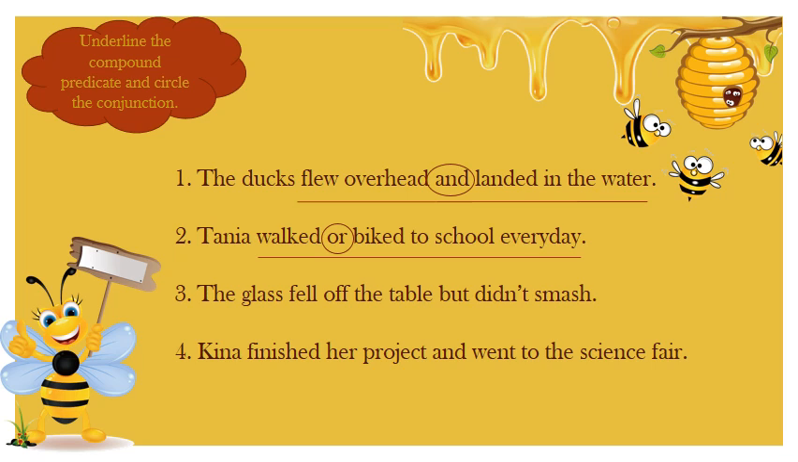Three, the glass fell off the table but didn't smash. What is the compound predicate? Fell off the table but didn't smash. What conjunction did I use to make a compound predicate? I used but. Okay.